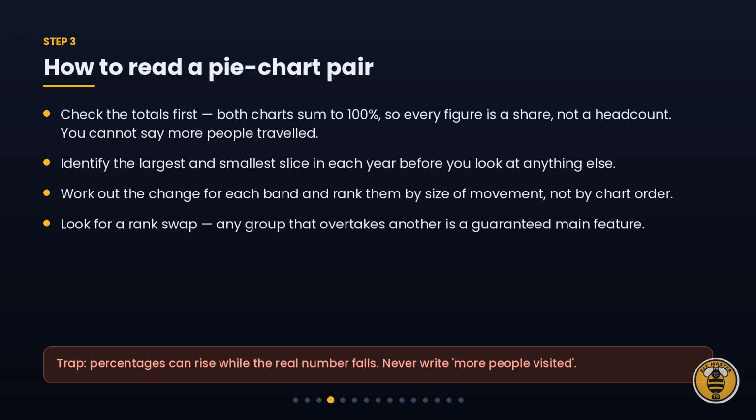Now, how to read this before you write a single word. 4 steps. First, check the totals. Both charts sum to 100%, so every figure is a share, not a number of people. You must never claim that more people traveled. Second, find the largest and the smallest slice in each year. Third, calculate the change for every band and rank those changes by size, not by the order they appear on the chart. Fourth, look for a rank swap. Any group that overtakes another is a guaranteed main feature.